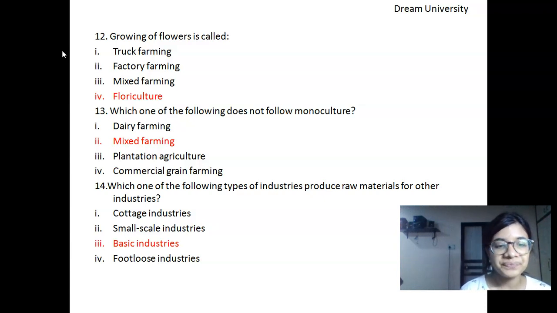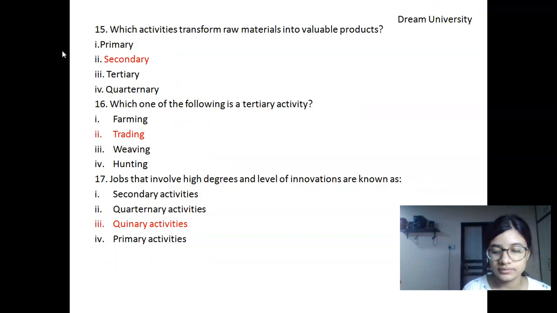So you can see that in questions like these you can use your common sense and find out the answer. Obviously raw materials are going to form the base before you produce any finished product. So obviously industries that are producing these would be called basic industries. Then activities that transform raw materials into valuable products, these are secondary. Then which of the following is a tertiary activity? It is trading. Then jobs that are involving high degrees and level of innovations, they are quaternary activities, as they require skills and you need to think and research a lot.